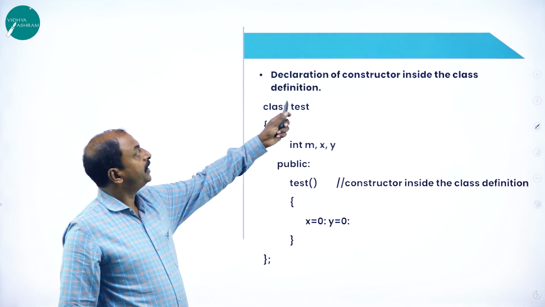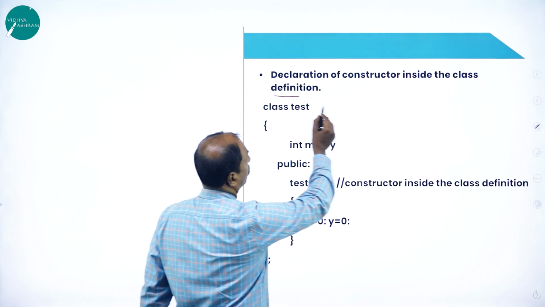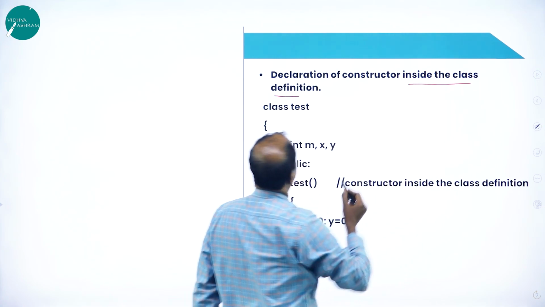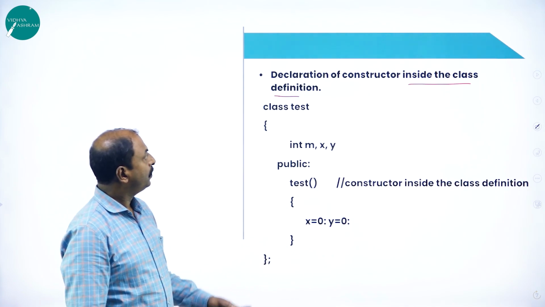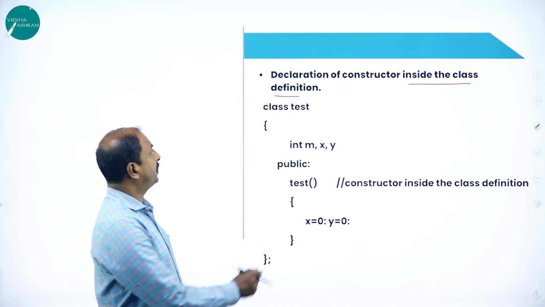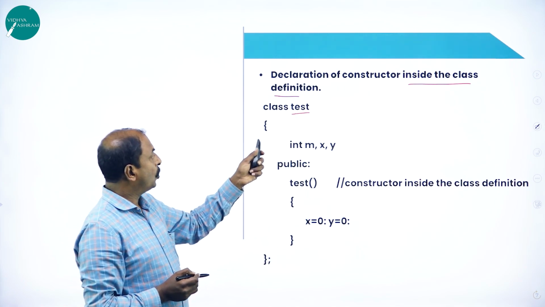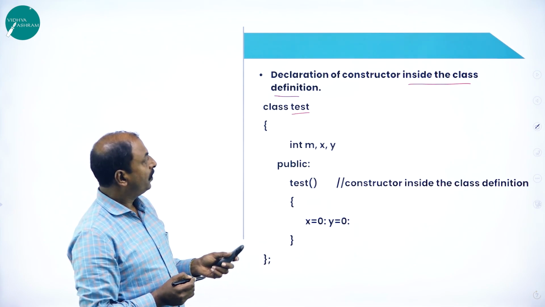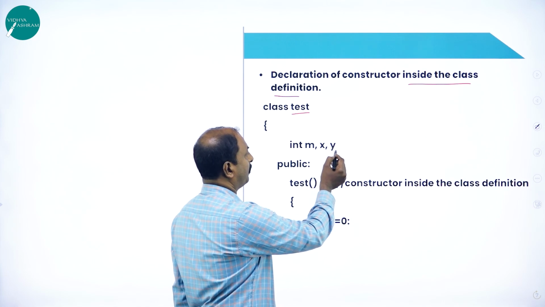Here, declaration of a constructor inside the class definition. Now let us see how we declare a constructor. This is class test, so this is defining a class. This is the class name test. Open the bracket, and here we have to declare the variables int m, x, y.